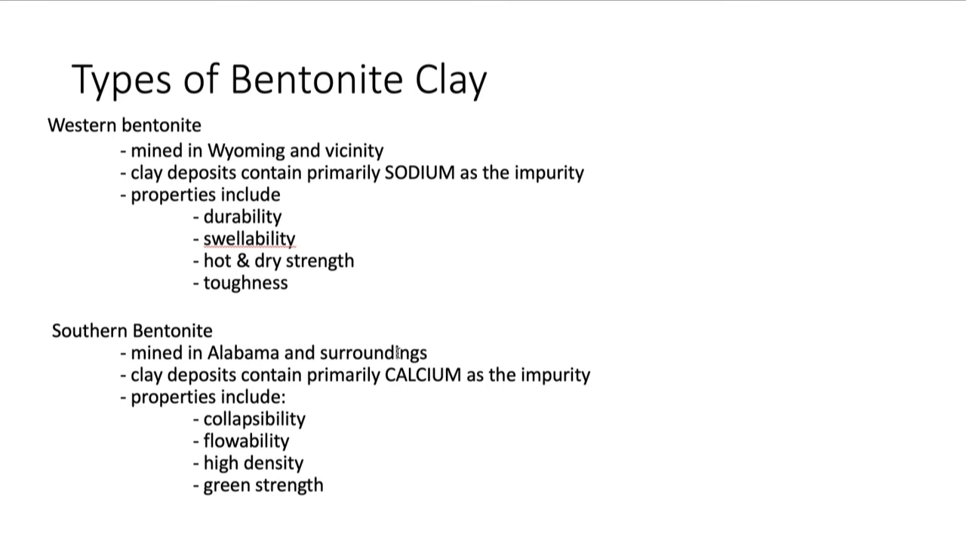Okay, and also Southern bentonite has good collapsibility and flowability. You're going to try to move the sand around the foundry through conveyors and things like that. If it doesn't have good flowability, you can't blow it into a mold. You can't mold it very well.